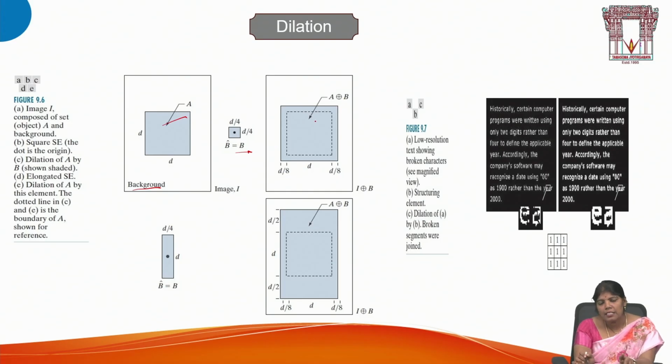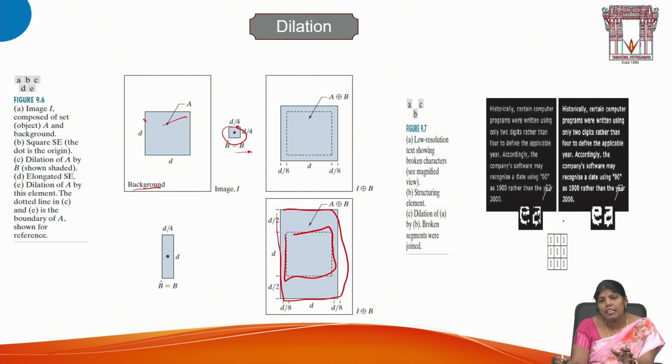Once we apply the dilation, what does it mean? If any element of the structuring element is mapped in the object, simply you can consider those pixels. This dot is the center, or origin, of the structuring element. After applying the dilation operation, the image size will be enlarged. The actual size of the object is like this, and once we apply the dilation, the size will become d by 8. These are the results of the dilation.